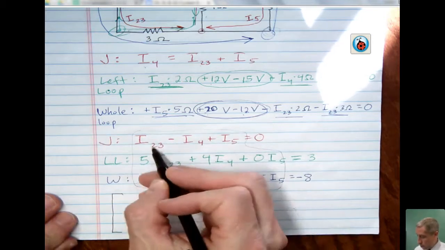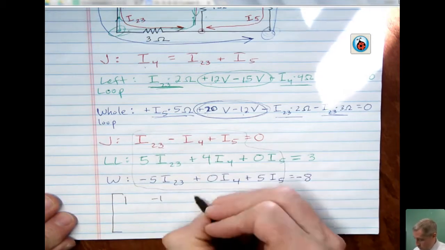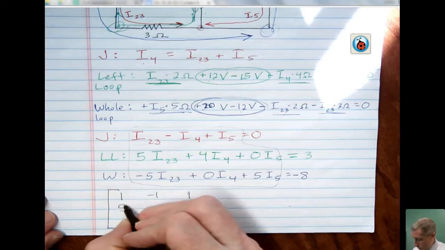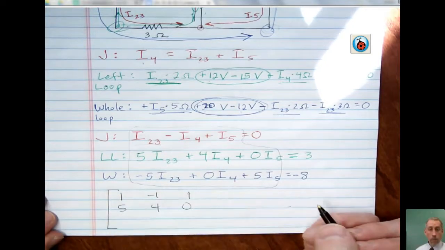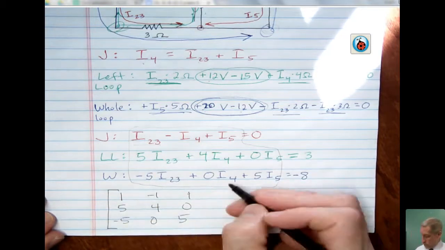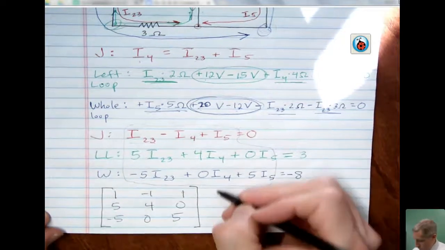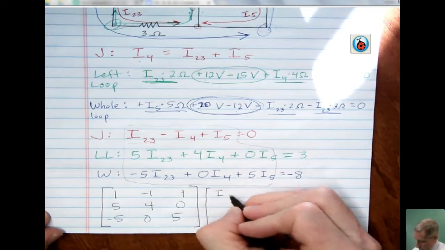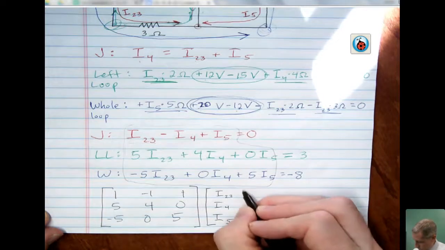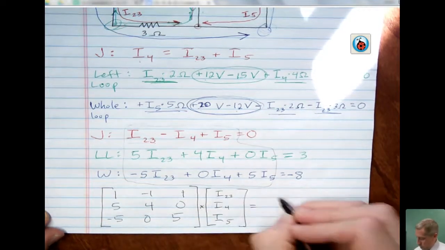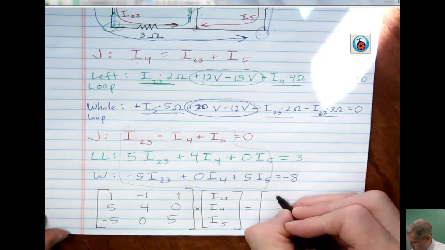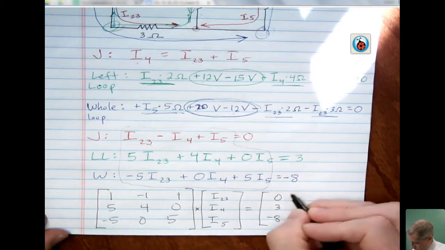So my coefficients are 1, negative 1, and 1 in this first equation. My coefficients in the same order in the second equation are 5, 4, and 0. And in the third equation, it's negative 5, 0, 5. So all those, and then if we multiply that by a matrix that includes our unknowns, I-23, I-4, and I-5, basically that times that, it's got to equal the answers to these. This is on the other side of the equation. That's our 0, 3, and negative 8.